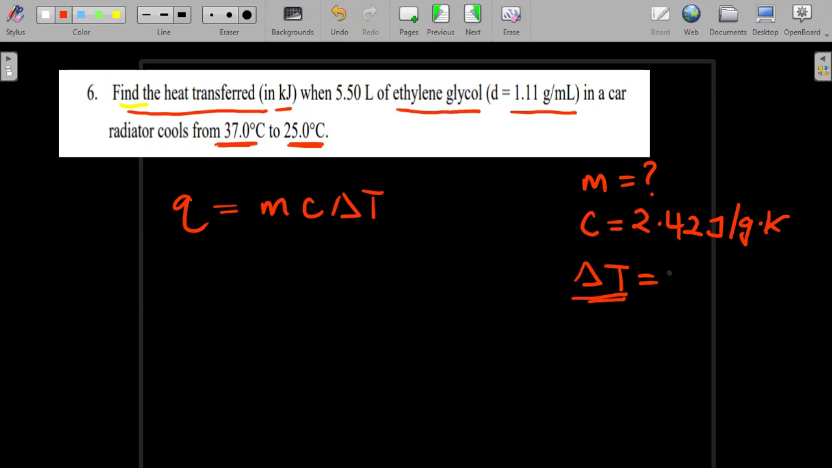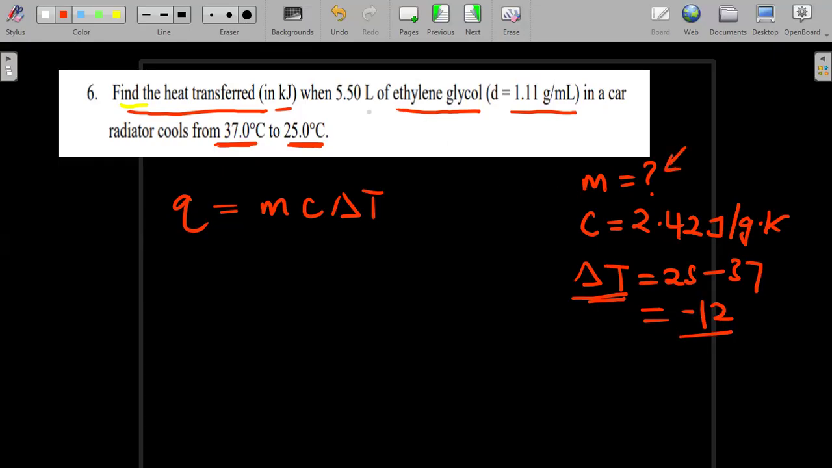So the change in temperature is 25, which is the final temperature, minus the 37 there. If I find the difference, I'm going to find minus 12 as my difference in temperature. So how can we find this mass here?